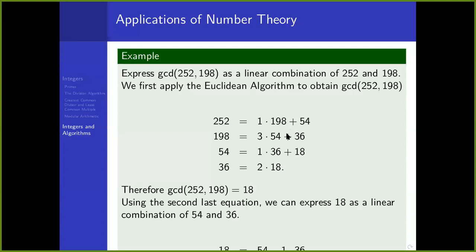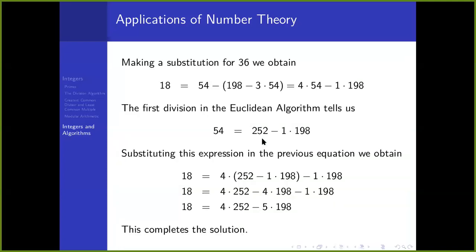now the second step here, we can see that 36 can be written as 198 minus 3 times 54. So this dot here means 3 times 54. And here we can just make 36 the subject. And the first equation we set up was 18 is equal to 54 minus 1 times 36. So I can replace this 36 in my first equation by this expression, which is 36 is equal to 198 minus 3 times 54. That is what appears in the next step.